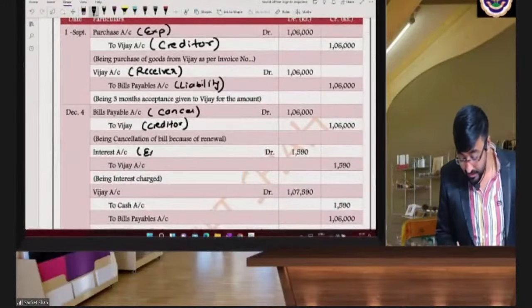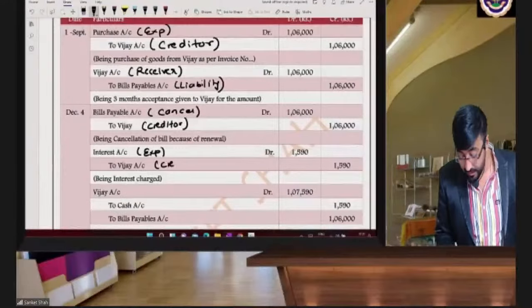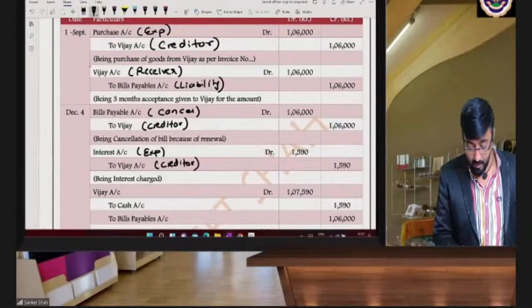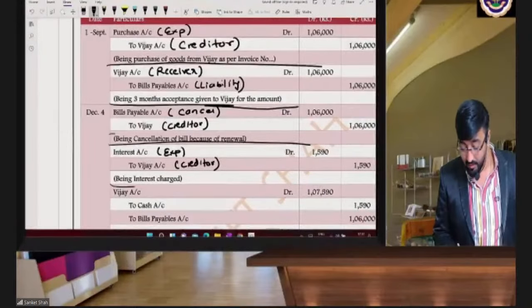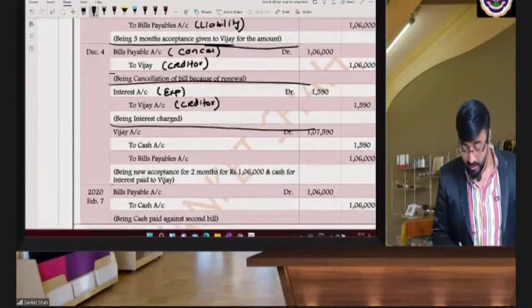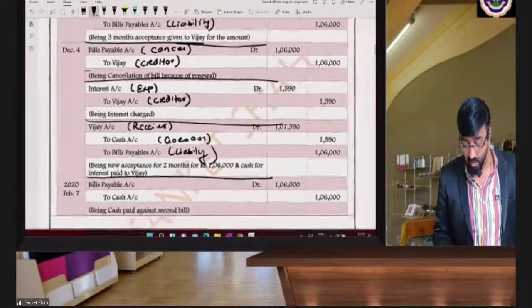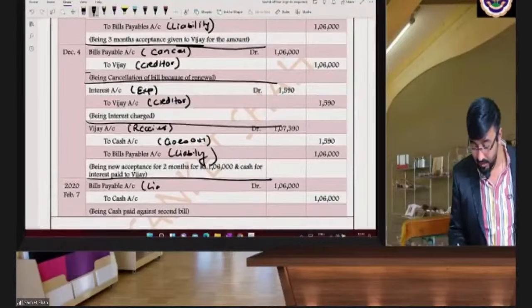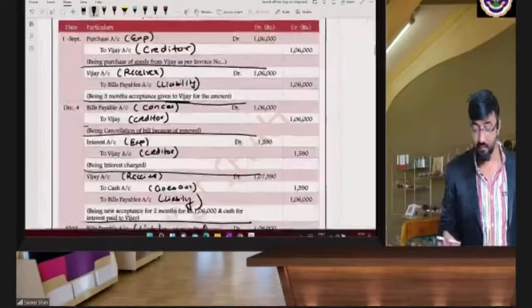Now interest is expenditure, beta. Interest is expenditure to Vijay, who is a creditor. Purchases to Vijay, Vijay to bills payable, Bills payable to Vijay, then interest is our expenditure we have to pay, and Vijay account debit. Yes, now he is receiver, he is paying cash, cash goes out, and bills payable is our liability, and last entry on due date, bills payable liability cancelled, and cash goes out.